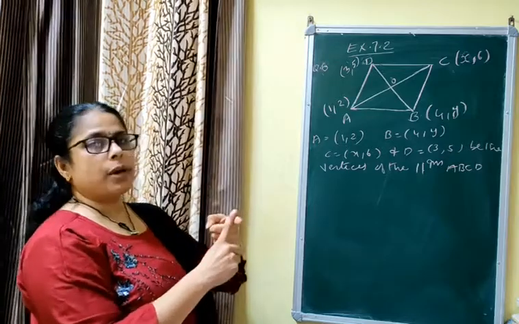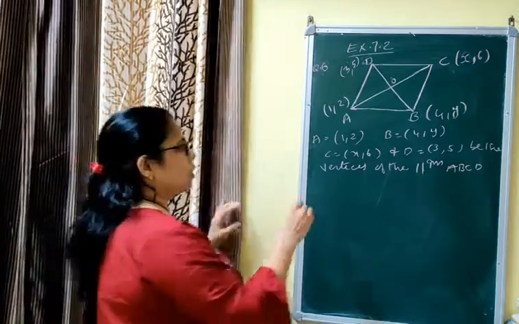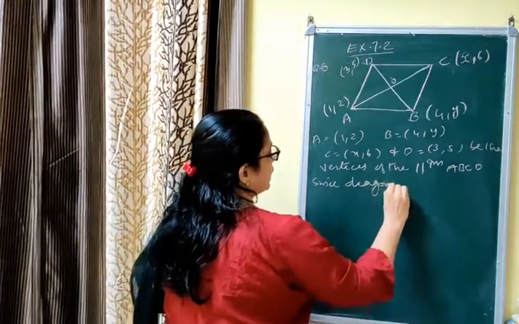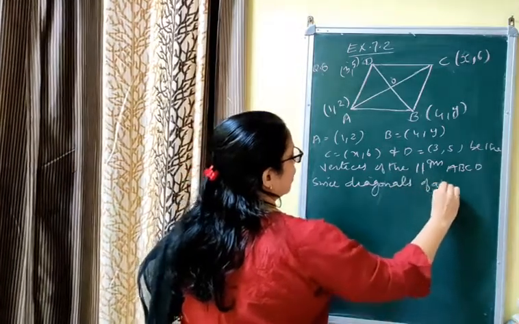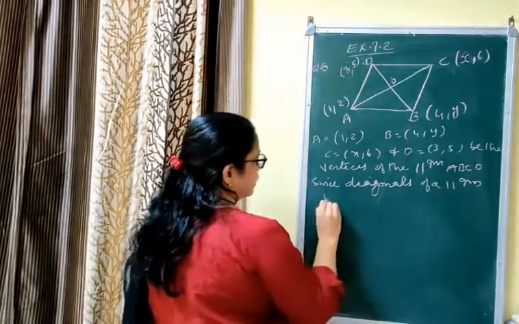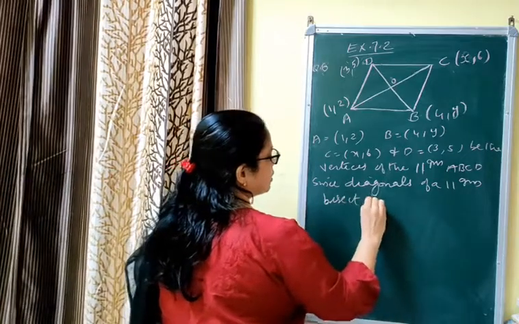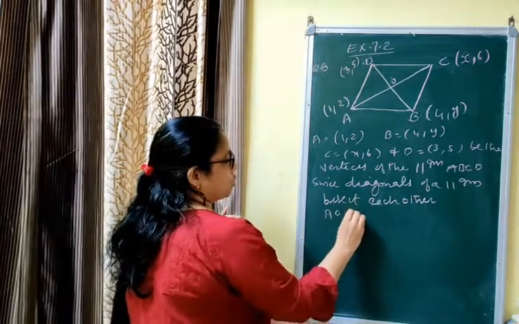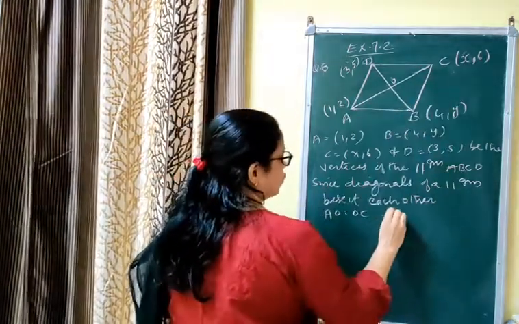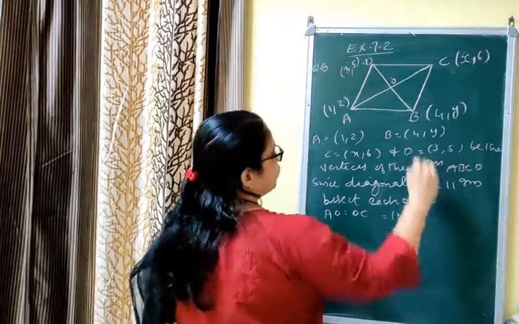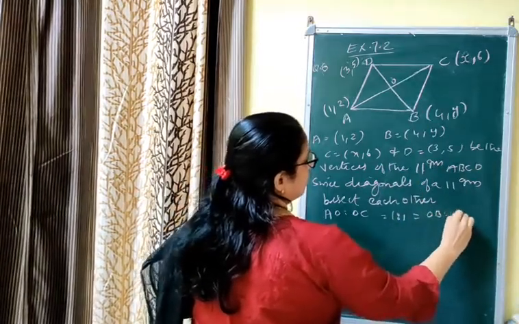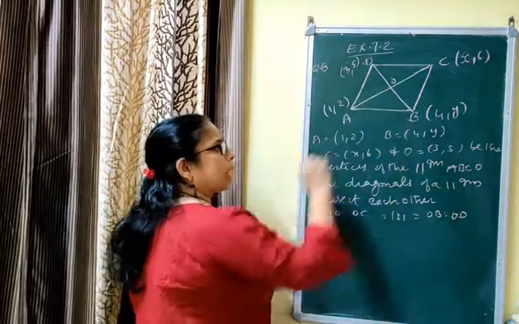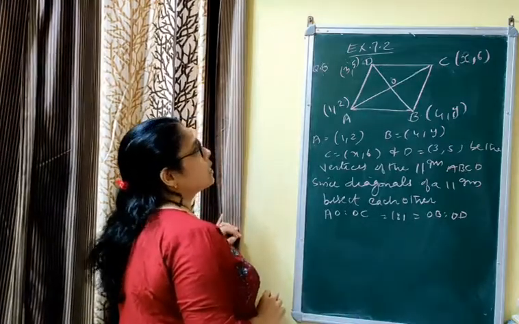Bisect means equal parts. That means the ratio is 1:1. Since diagonals of a parallelogram bisect each other, AO is to OC, that is on AC, 1:1, is equal to OB is to OD. That means in a parallelogram, since diagonals are bisecting each other, O is the midpoint of both the diagonals AC and BD.